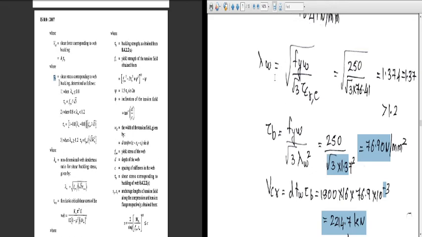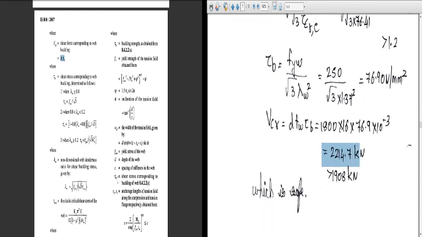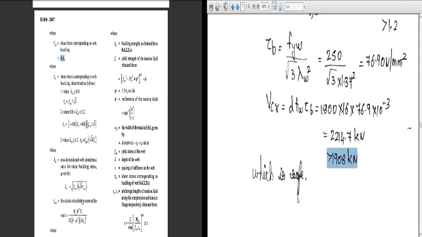Lastly we have to calculate VCR, the shear force corresponding to the web, AV into tau B. AV is the area of the web, so it is D into TW, into tau B. Now we have changed the TW, hence it will be 1800 into 16 into 76.9 into 10 raised to minus 3. It works out to be 2214.7 kilonewton, which is greater than 1908 kilonewton, hence safe. The further design we will see in the next class.